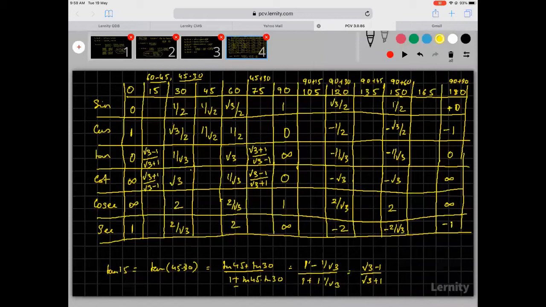So let's see. Cos of 135. Sine 135 will be cos, so that is 1 by root 2. This will be minus 1 by root 2. Tan will be minus 1. Cot will be minus 1. Cosecant will be root 2. Secant will be minus root 2. Okay. So except for this 15, once you fill this up, now you will be able to fill up the rest of it. Please make a neat chart of it.